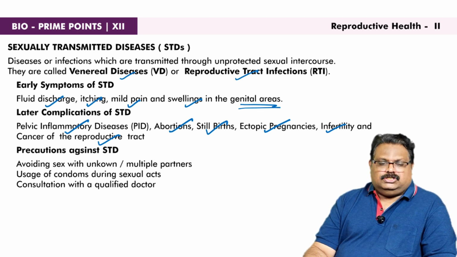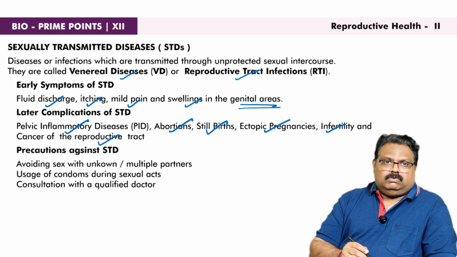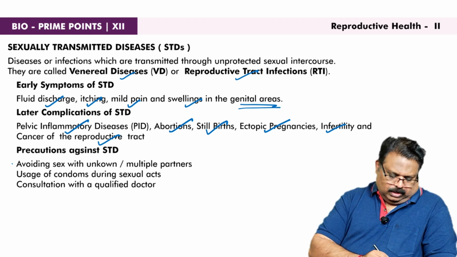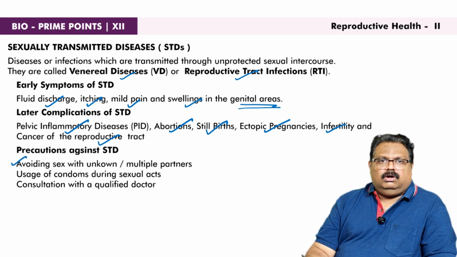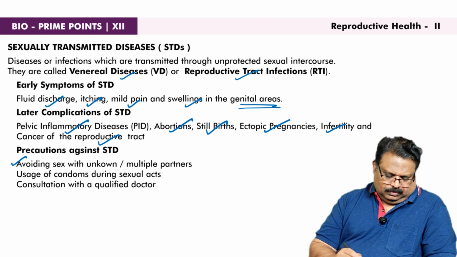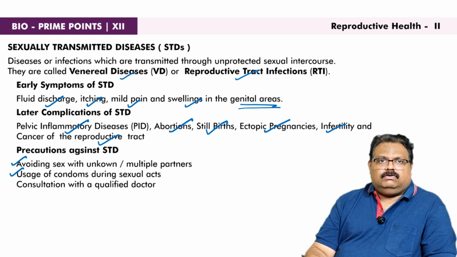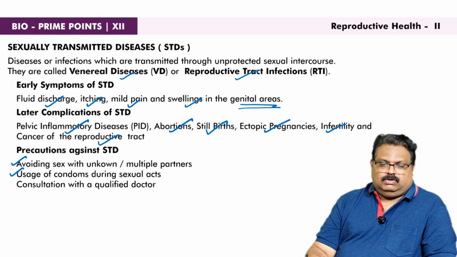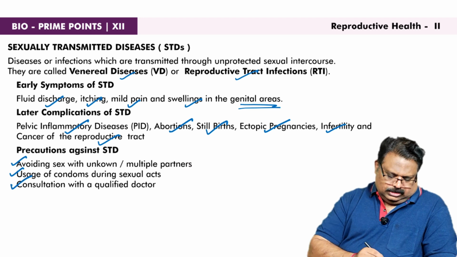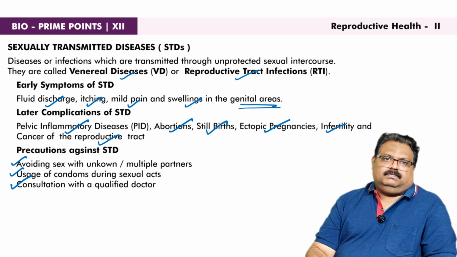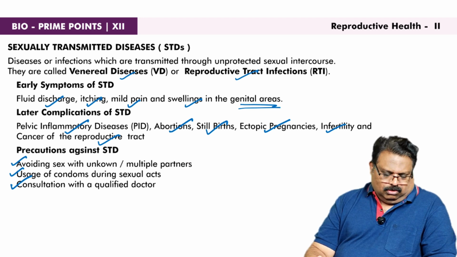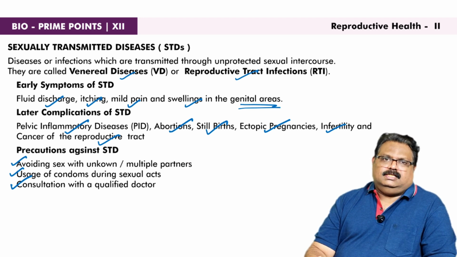Then what are the precautions? 3 precautions are mentioned in the textbook. 1, avoiding the sex with unknown or multiple partners. Second one, usage of condoms during the sexual acts. Third one, consultation with a qualified doctor. So, diseases which are transmitted through sexual interaction are what are called sexually transmitted diseases.